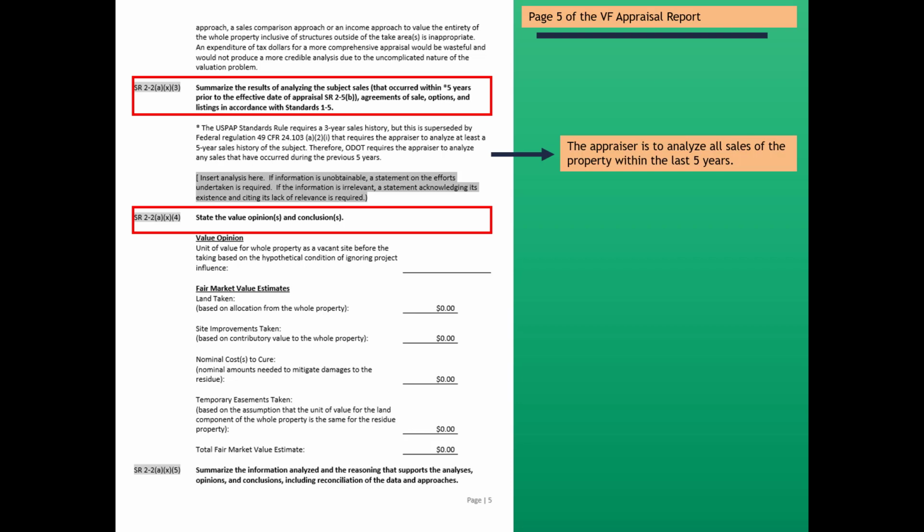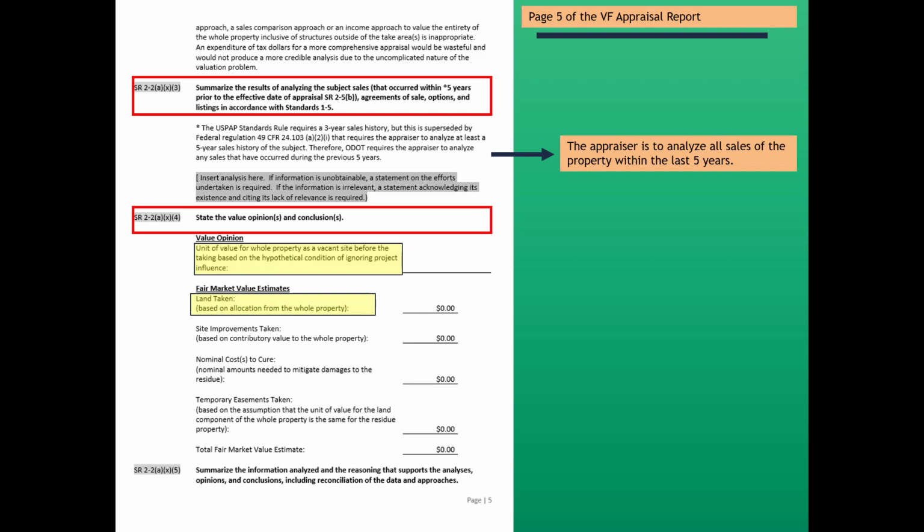Next USPAP standard is Standards Rule 2-2A(x)(4), state the value opinions and conclusions. The first one is the unit value for the whole property as a vacant site before the taking, based on the hypothetical condition of ignoring project influence. That is usually at a price per acre or a price per square foot.